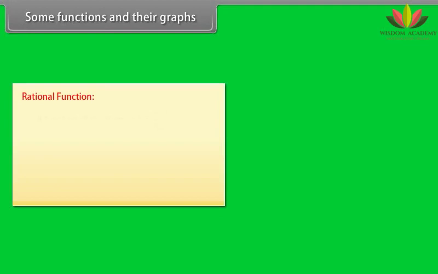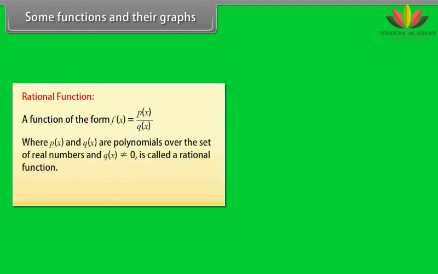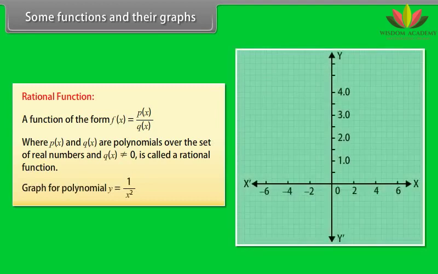Rational function. A function of the form f(x) = p(x)/q(x), where p(x) and q(x) are polynomials over the set of real numbers and q(x) is not equal to 0, is called a rational function. The figure given below shows a graph of the function y = 1/x^2.